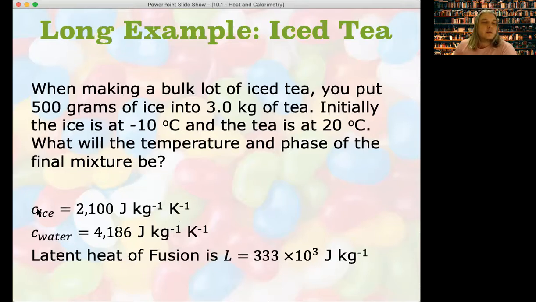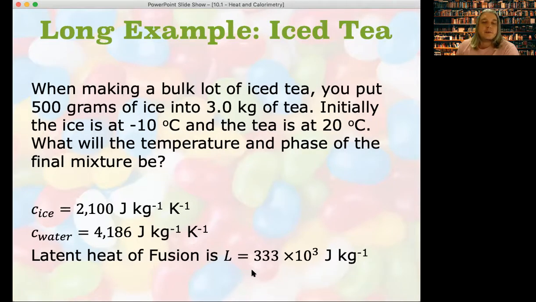Ice, the specific heat capacity of ice, 2,100 joules per kilogram per Kelvin. Specific heat capacity of water, 4,186 joules per kilogram per Kelvin. Now notice that these are different because solid ice, even though it's the same molecule as liquid water, the solid structure of it changes how much energy ends up into each of those different types of internal energy. So specific heat capacities of the same substance can be different during different phases.